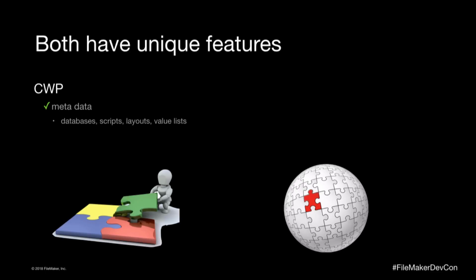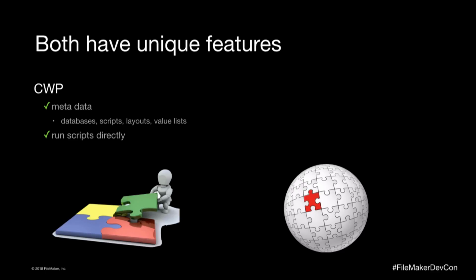So that's one thing. Layouts, script information, database information, layout details, metadata, all of that stuff, value lists, all that stuff is not available yet in the Data API at all. And honestly, that's the big one. The other two are sort of much smaller.